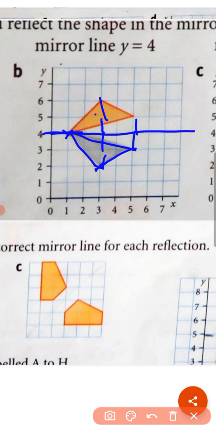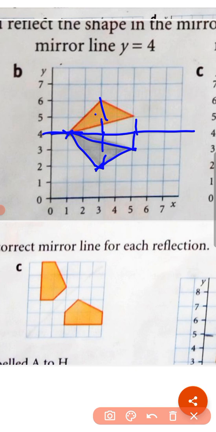Here children, we have to reflect the shape in the mirror line with the given equation. The given equation is mirror line y is equal to 4. So we have to draw the mirror line first. Y is equal to 4 means you should draw a line through y, that is point 4. You already learned how to draw the lines of the given equations. Y ile 4 il kude ഒരു ലൈൻ വരയ്ക്കുക. That is a horizontal line. Y is equal to 4 means it is a horizontal line. That is our mirror line.